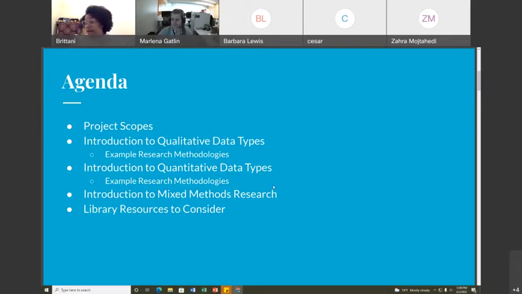So I want to show you that, and I may be able to share my screen at that point and sort of show you where to find that stuff.